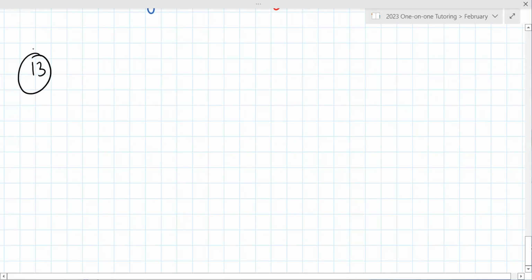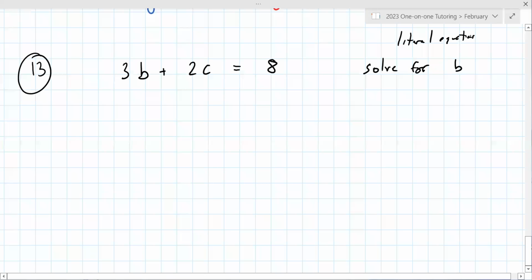Cool. Okay. So let's go 3b plus 2c equals 8. And this will say to solve for b. I don't know if you care or not, but these are called literal equations. They don't have numbers for everything. They just have letters. So they're a little more complicated.